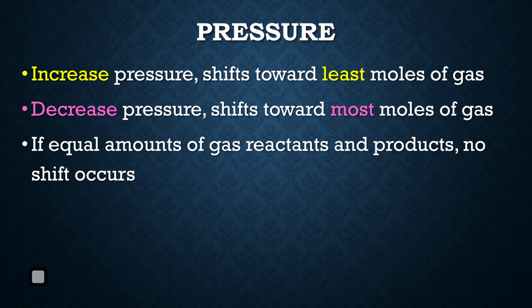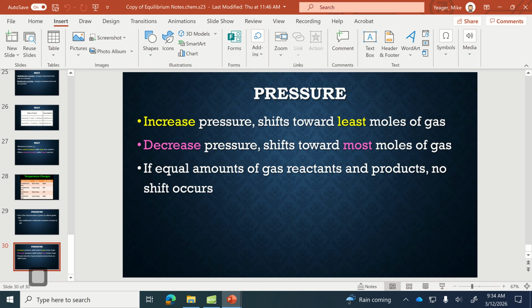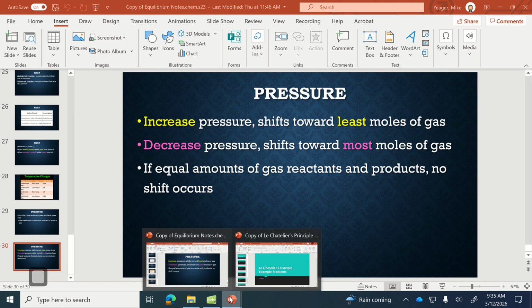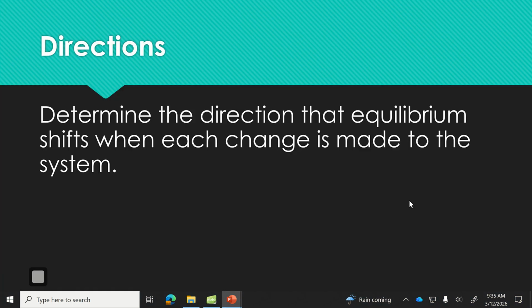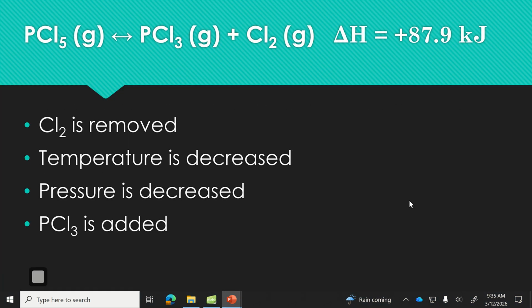If equal amounts of gas are present on products and reactants, it's not going to change at all, which we might ask you. That's always an interesting one to see students figure out. All right? So, let's do some examples with that, and then we are done. There's a couple examples on each of these. We're going to see which way it moves.